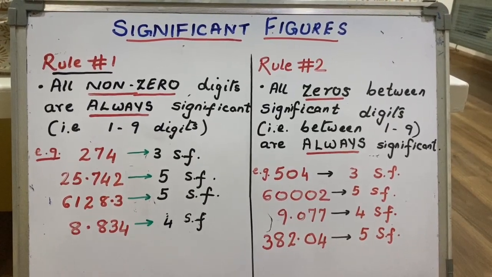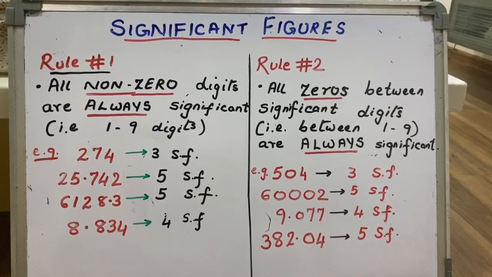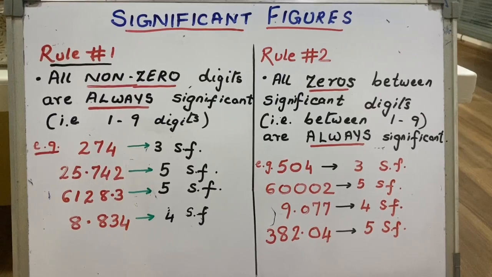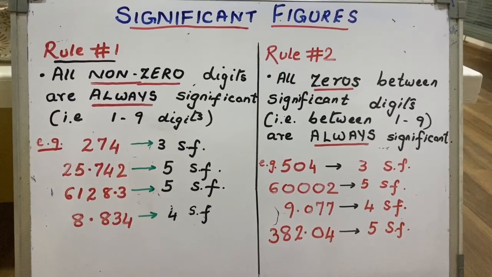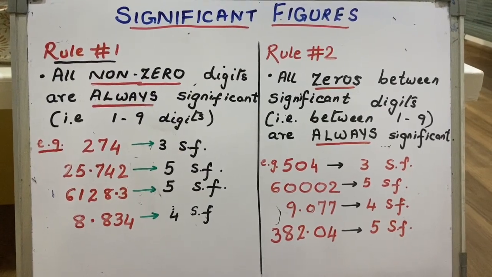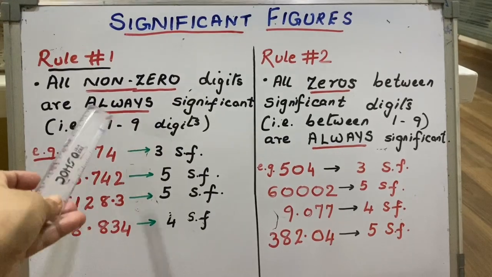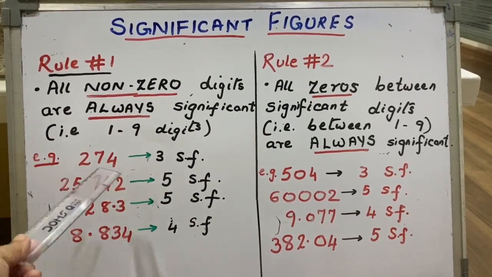Just understand. First rule, all non-zero digits are always significant. Now, what do you mean by non-zero digits? Digits from 1 to 9. All the digits from 1 to 9 are non-zero digits and they are always significant. For example, see 274.